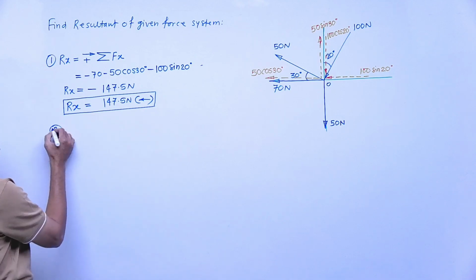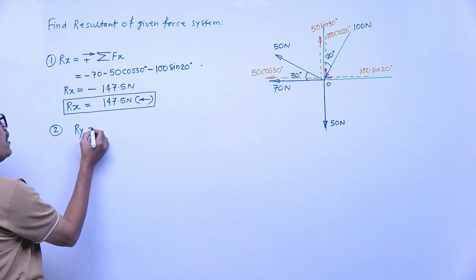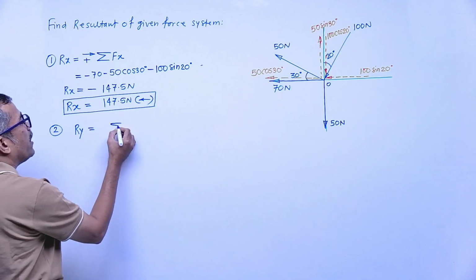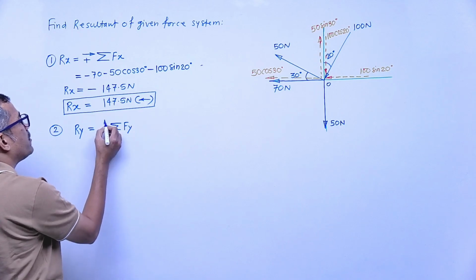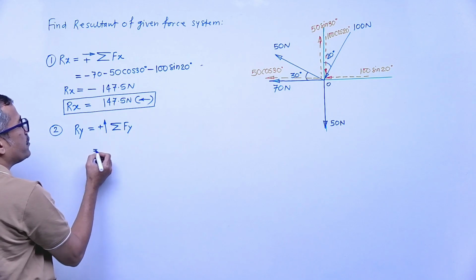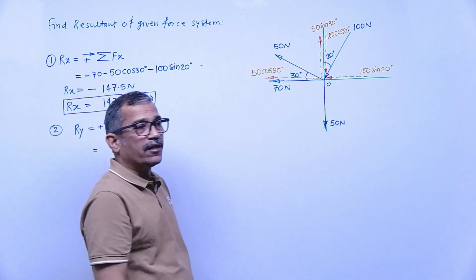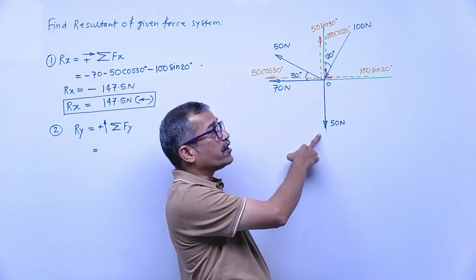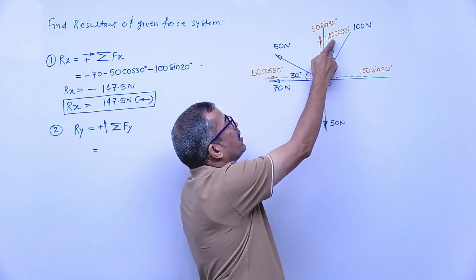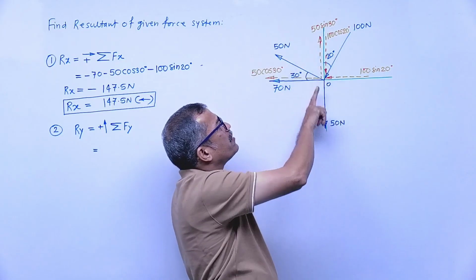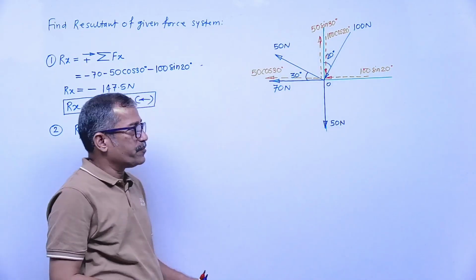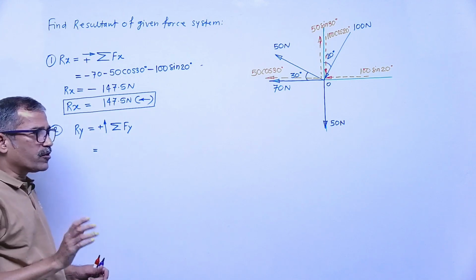Next we will find Ry. How will we find it? We will add all forces along the y-axis. The sign convention is upward forces positive. Now, 50 Newton vertically downward means negative. 100 cos 20 downward is negative, and 50 sin 30 upward means positive. Downward means negative, upward means positive.